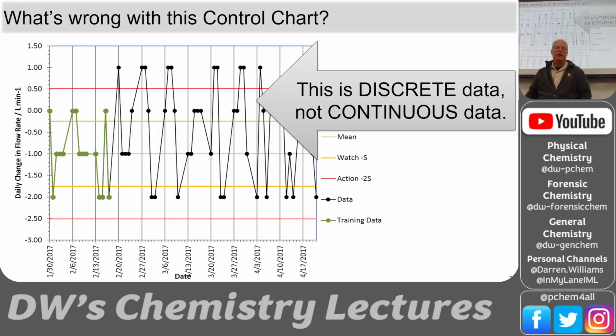And so if you were to take, look how many data points are out of control above that red line. It's ridiculous, isn't it? And that's because it's not continuous data. Is this system really out of control that many times? No, it's not. And so you can't use data that looks like this.